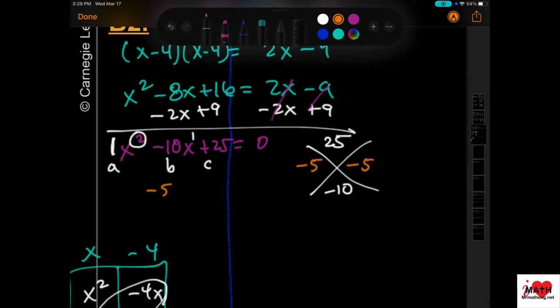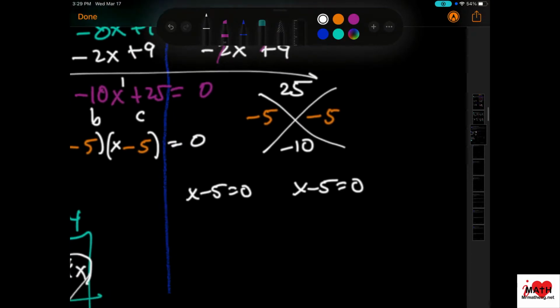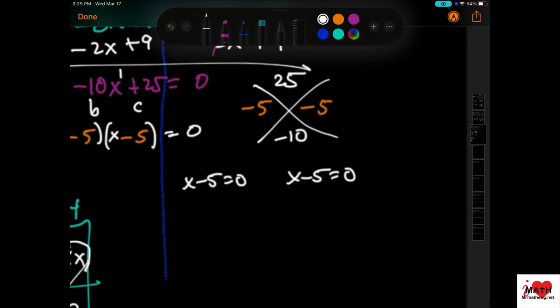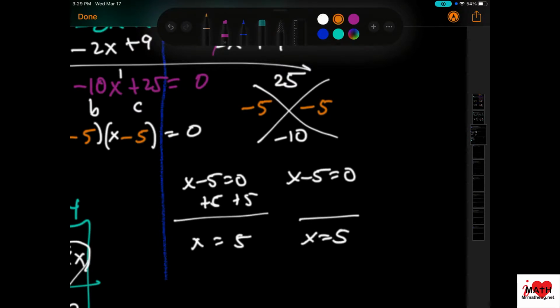So I have x minus 5 and x minus 5 equals 0. You have here the zero product rule, so we're just going to solve for that. We're going to set each of these equal to 0. And it's the same thing, right? So you just add 5 to both sides. You'll get x equals 5 and x equals 5. Now, here's the good thing. You don't need to test it or check it twice because it's the same number.